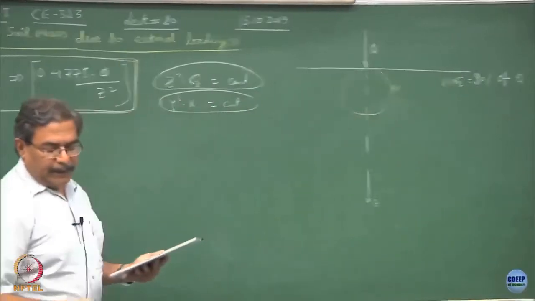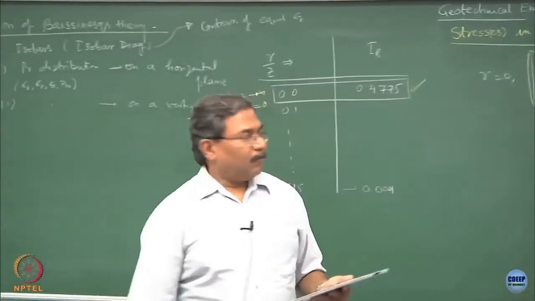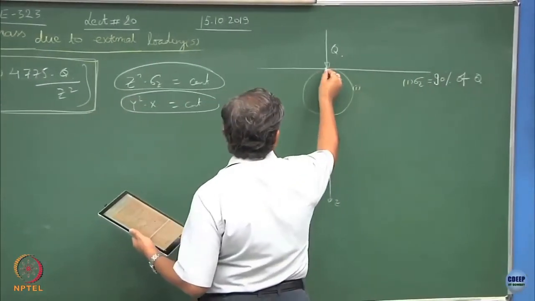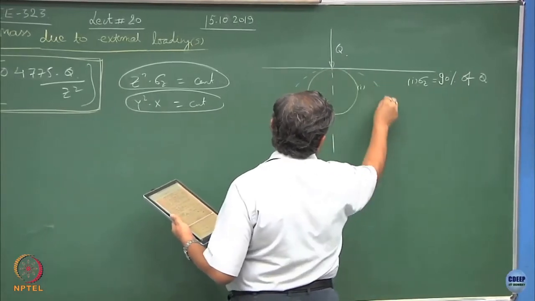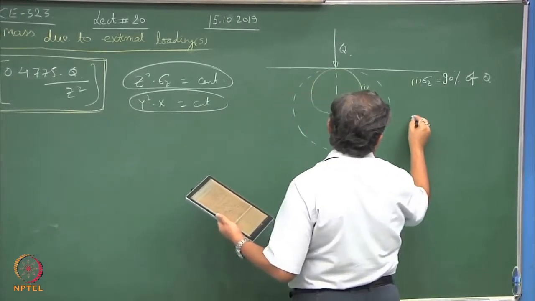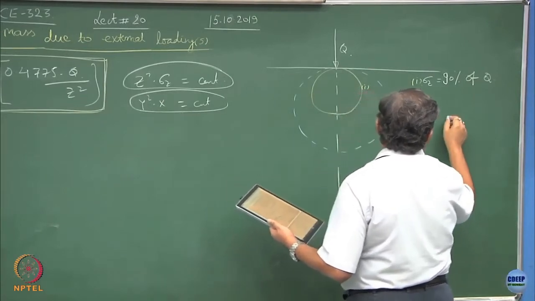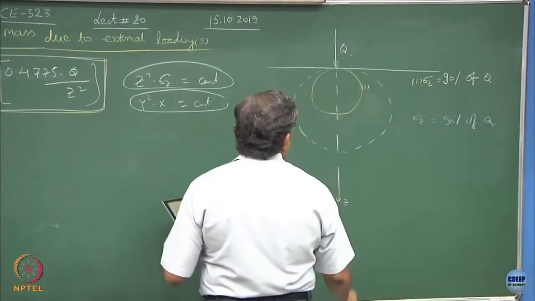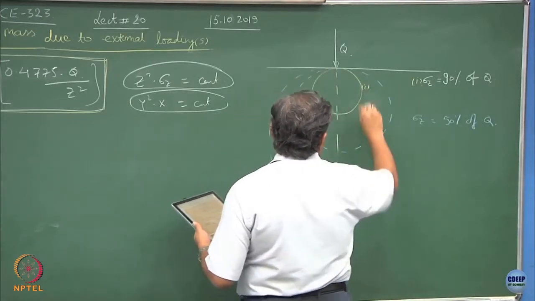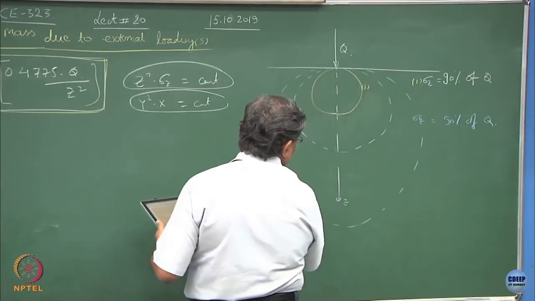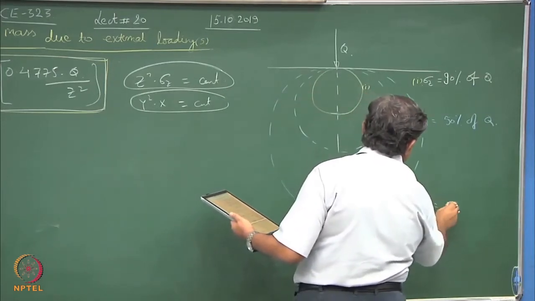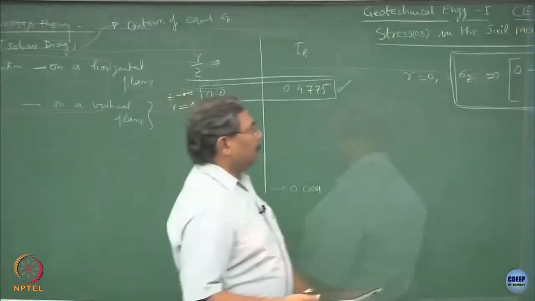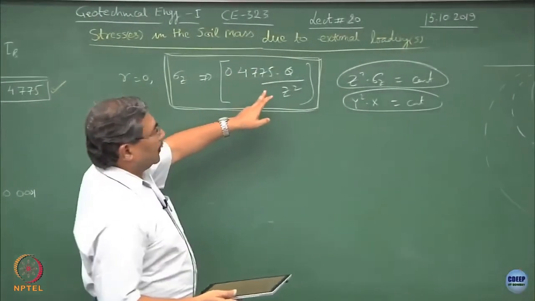As the intensity of the pressure decreases, what will happen? Somewhere here you will have, this would be let us say sigma Z equal to some 50% of Q, and this will go up to certain value where I may say that sigma Z has become let us say 5 or 10% of the Q value, because this influence factor is doing all the tricks.